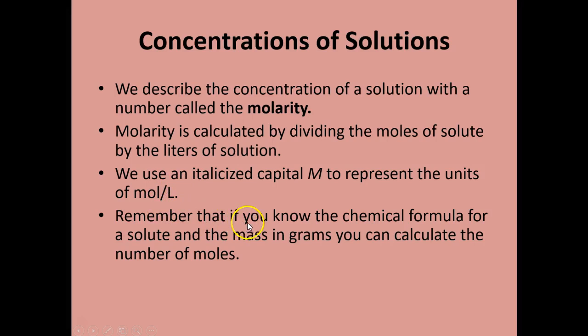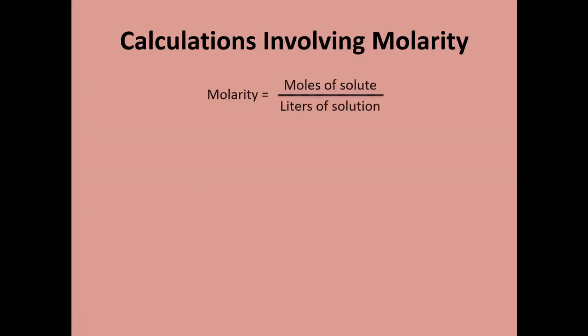And so if you know the chemical formula of, and as we went back and did in roadmap number 1, if you know the chemical formula of the particular solute and its mass in grams, you can calculate the number of moles. So where does this leave us in terms of doing some calculations? I've got a worksheet for you to do some molarity calculations. It works like this. Molarity is moles of solute per liter of solution.